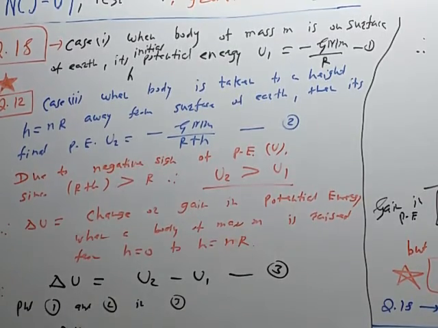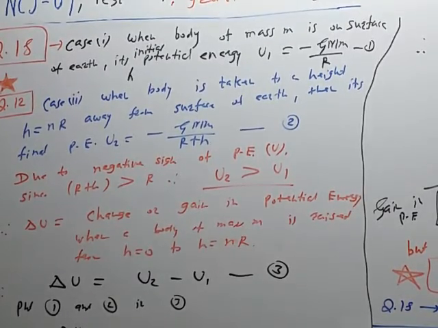Now we have to find the answer in terms of small m and small g. So GM is equal to gR square, where g is the gravitational acceleration on the surface of the earth and R square is the radius. So this one R will get cancelled, and therefore the value is mgR into bracket n upon 1 plus n.